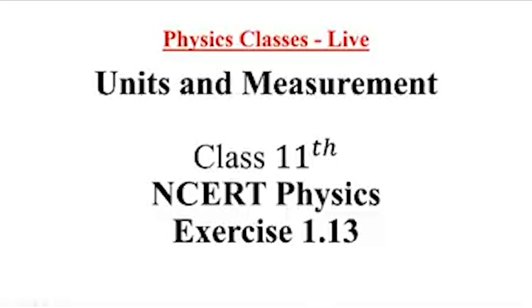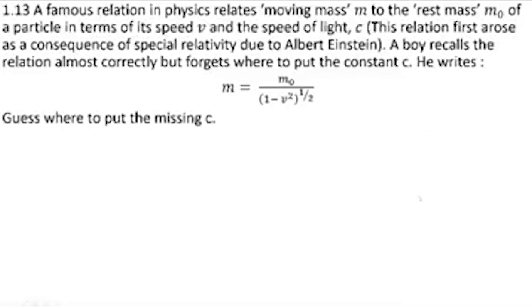Hello everyone, in this video we are discussing exercise 1.13 from class 11th NCERT physics chapter units and measurement. So moving forward, the question states that a famous relationship in physics relates to moving mass m to a rest mass m naught of a particle in terms of speed v and the speed of light c.